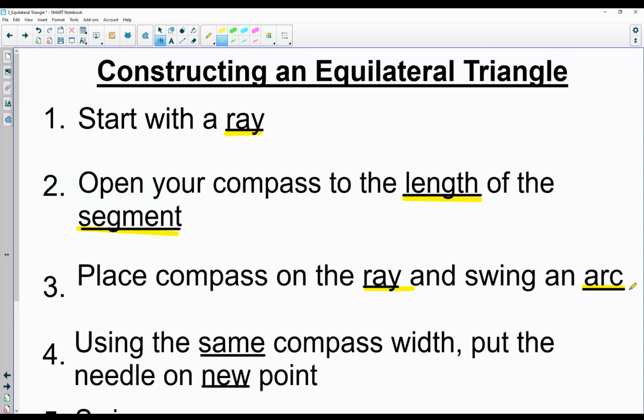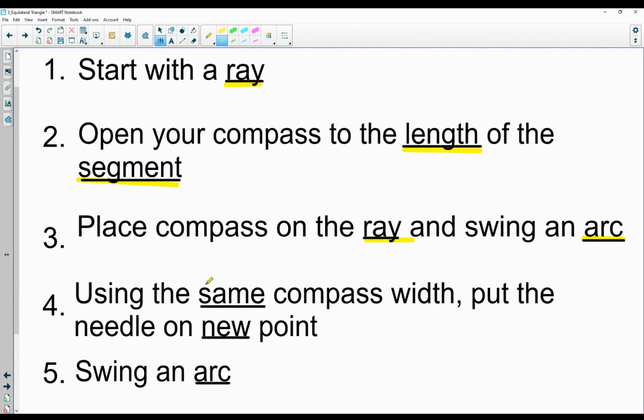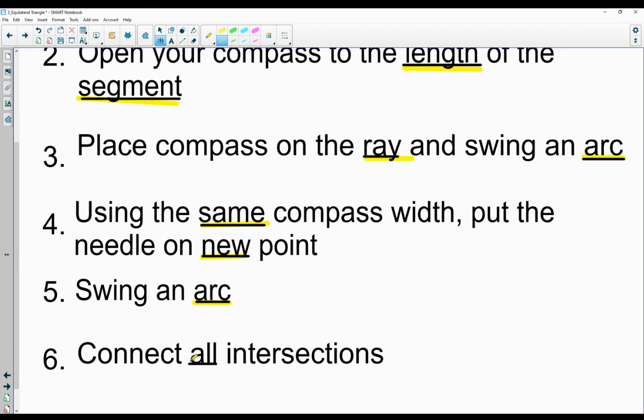This then will give you the initial length that was given to you. That's going to be one side of the triangle. You use that same compass width, right? You're not changing the compass width. And you're going to put the needle on the new point and swing yourself an arc. Finally, you're going to connect all intersections.